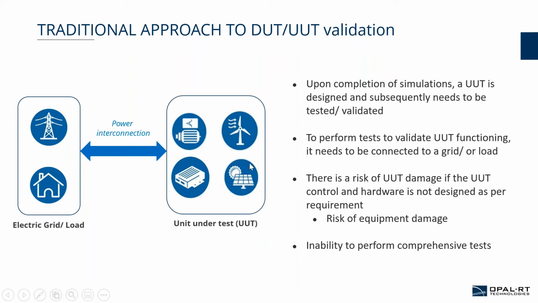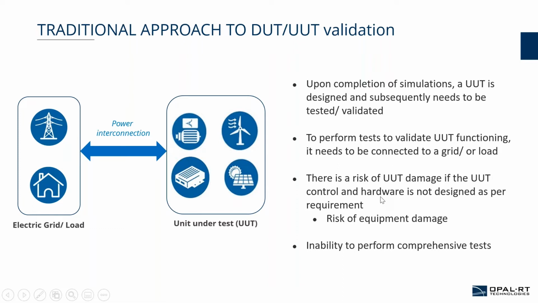So you would have to develop your hardware. Eventually, you connect it to the grid and perform your testing. Now, such a direct interconnection could be risky, particularly if the equipment that is built might have some bugs or might have some issues in its development, either in the control side or in the power side. And these bugs can lead to equipment damage of the UUT, which could be costly.